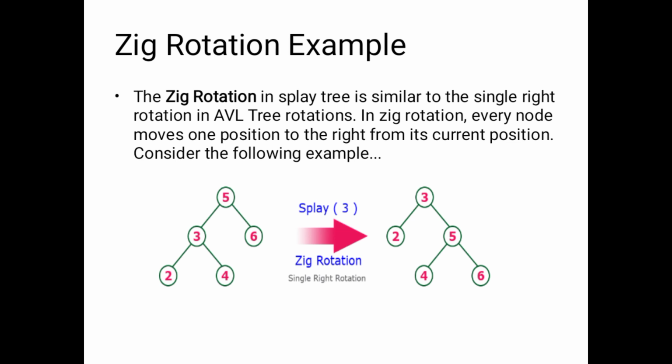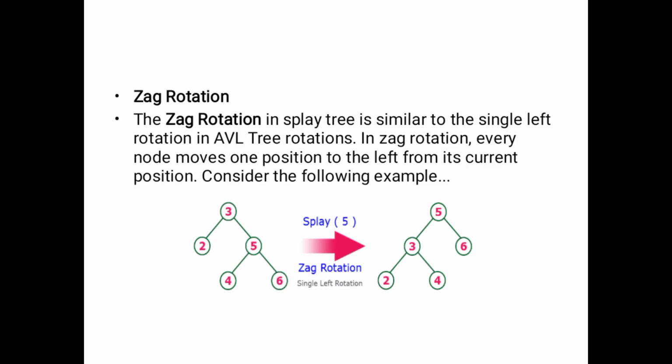We have to rotate 3 to the right side. It means 3 is the root, and 3's left side we have to connect to the 5. And here we have to see 4. Here the 4 node is connected to 5's right side, and 5's left side we have to connect to the 4. This is the zig rotation. It means a right rotation.